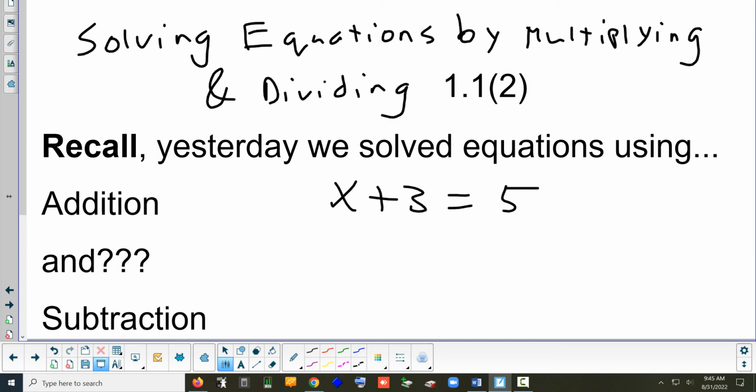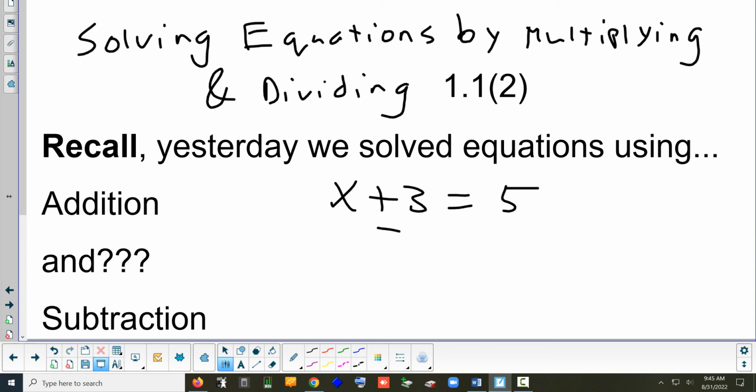Alex, can you remind us, how would we solve that one? You take 5 minus 3, so you get your answer. So can you tell me, what did you do to both sides? Yeah, what would you do on the left side and the right side to get x by itself? So if you minus 3.